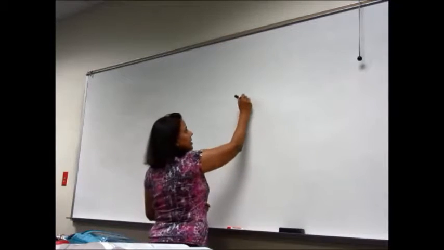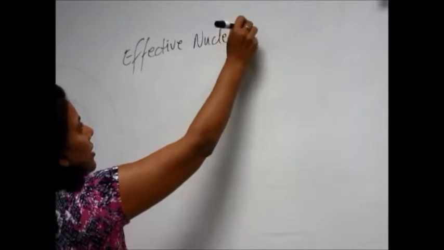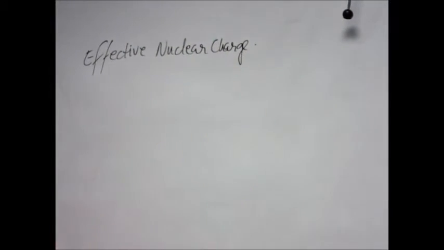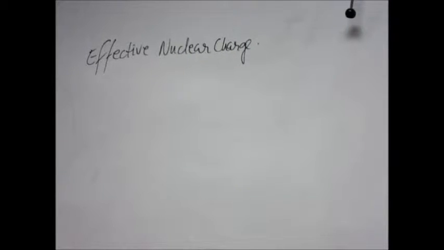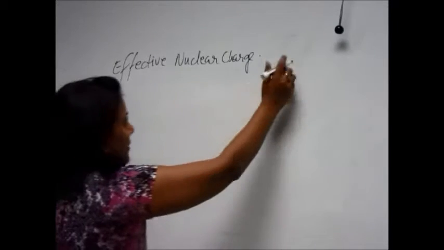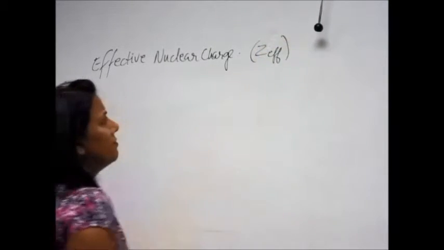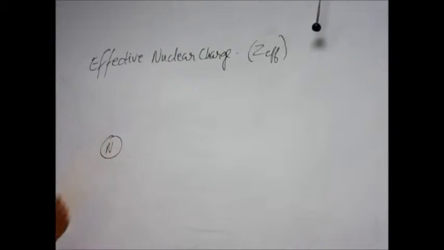So the first concept I need to explain to you is what's called effective nuclear charge. And if you understand effective nuclear charge, everything else is just a piece of cake and not very hard. Effective nuclear charge, I think, is written as ZEFF. And what effective nuclear charge really is, here you have two things to look at. One is the nuclear, one is the charge. The nuclear means that something is coming from the nucleus, and the charge is coming from the electrons.